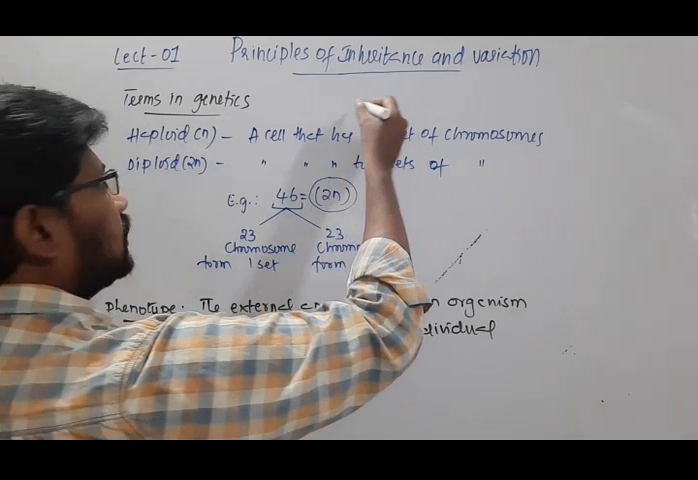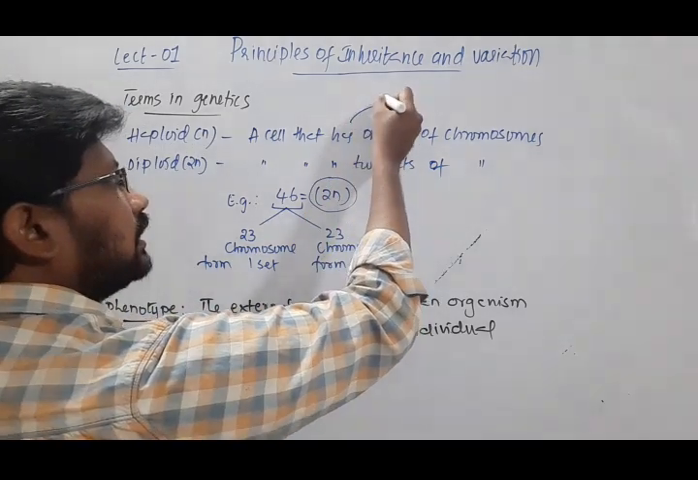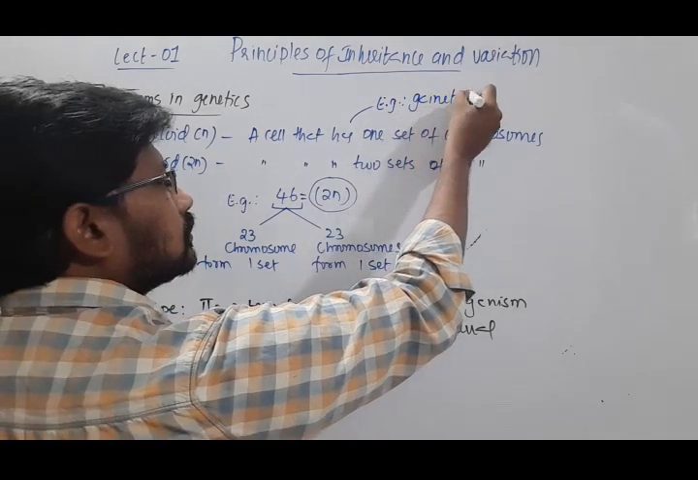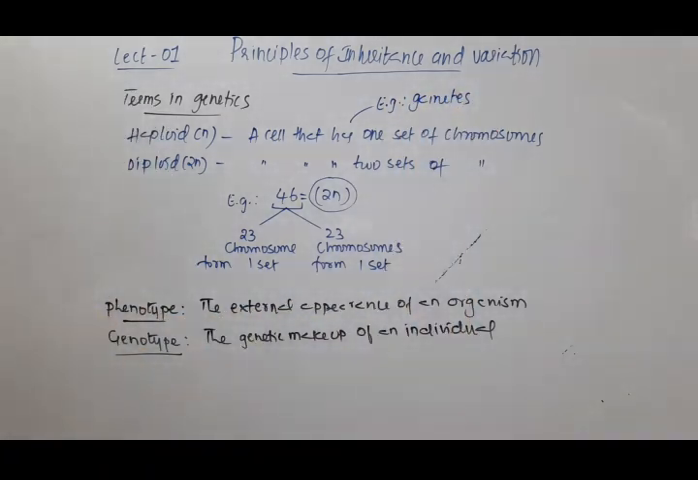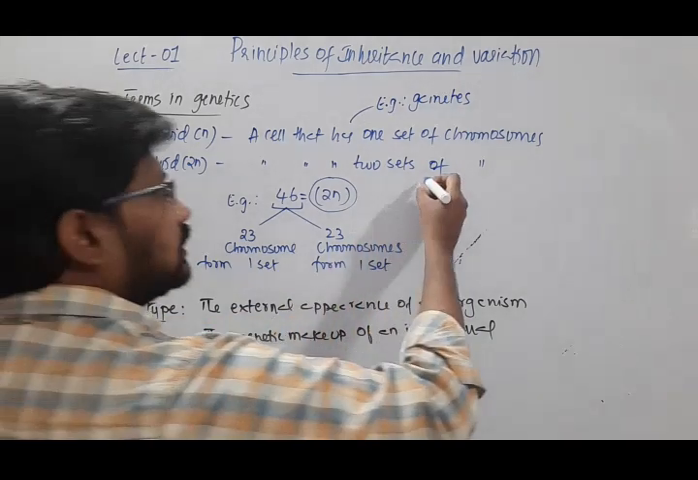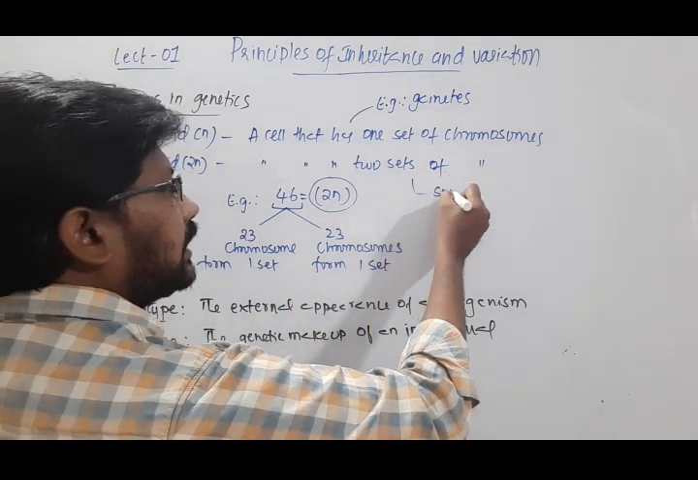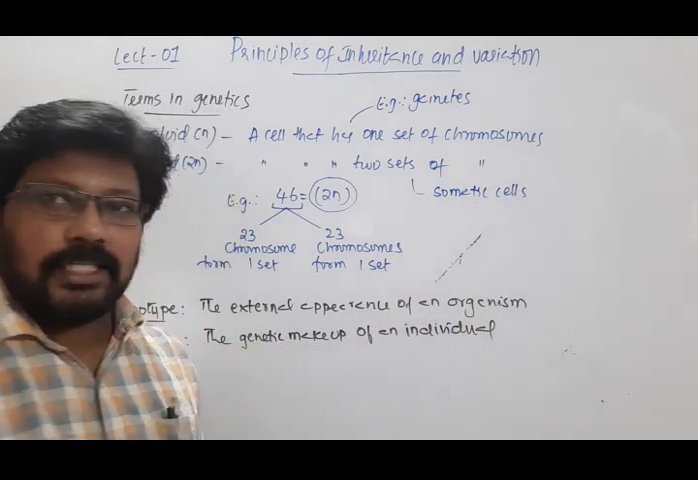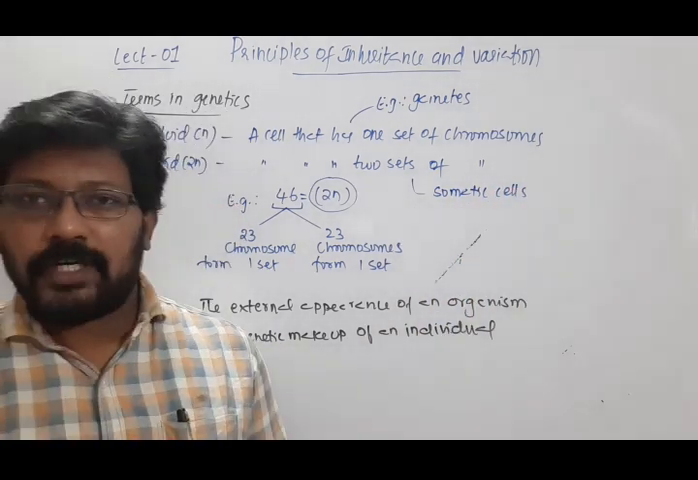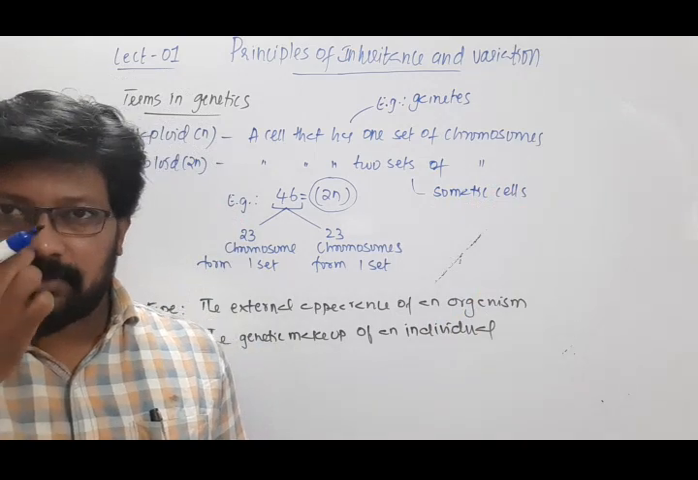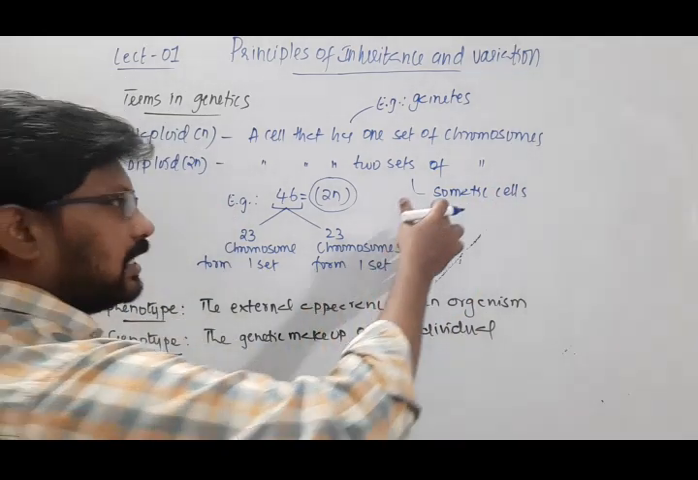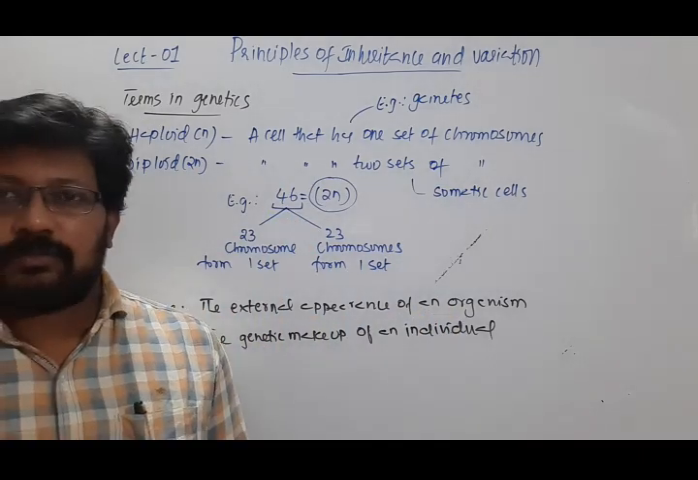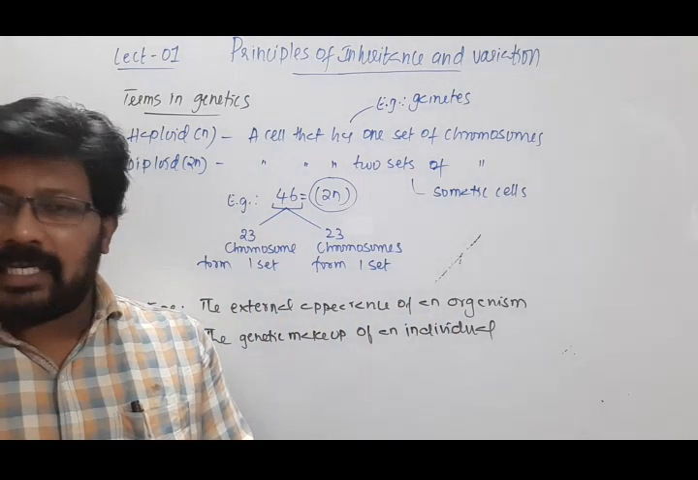So I can say, for example, the gametes. Gametes will have only one set of chromosomes, whereas diploid means the somatic cells. Somatic cells means all the cells that make up the body of an organism. So they are somatic cells. These somatic cells will have two sets of chromosomes, right? Of course, there may be exceptions.